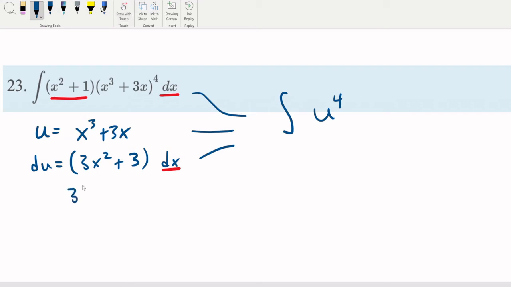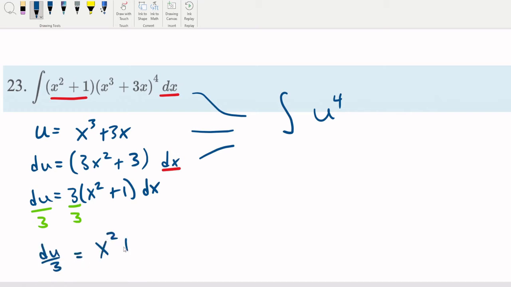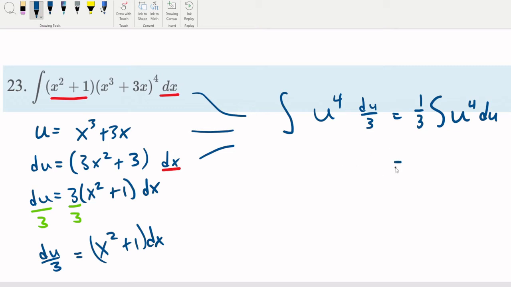Hopefully it's not too bad to see. Yes, you can just factor a 3 out of here, and you do end up with your x squared plus 1 dx. What do we always do? This extra number, get it out of there. Okay, so du over 3 is x squared plus 1 dx. So x squared plus 1 dx becomes just du over 3. And would you look at that? Can I get any easier? I guess yes, but not too much. Do your antiderivative. 1/3. Add 1, divide.